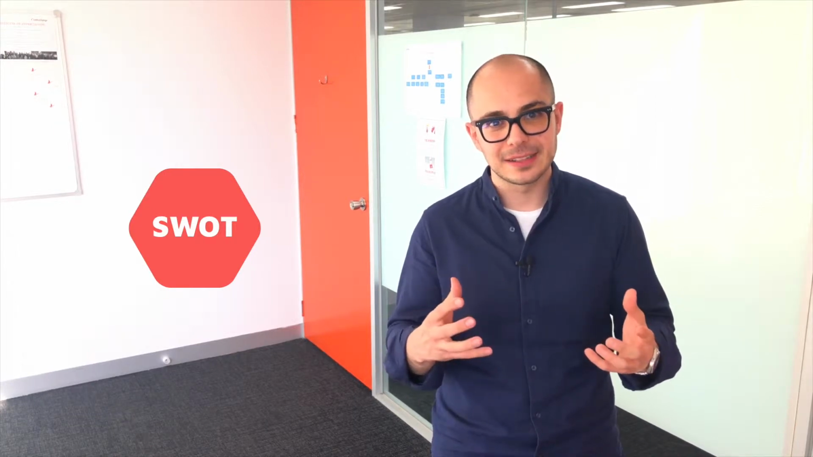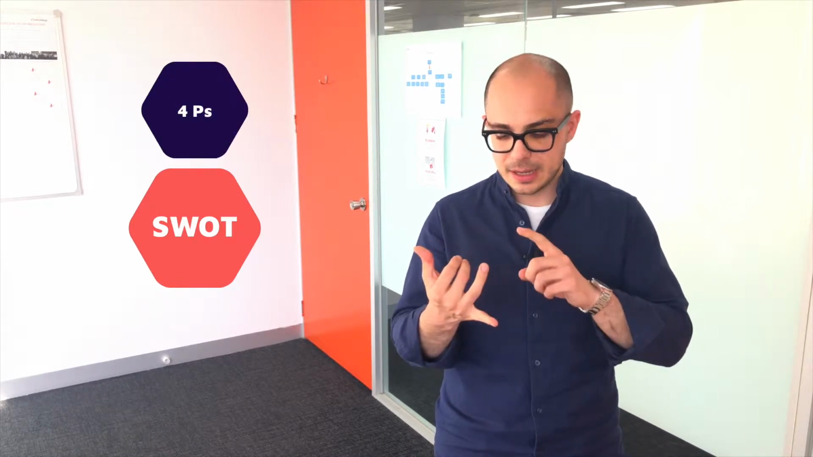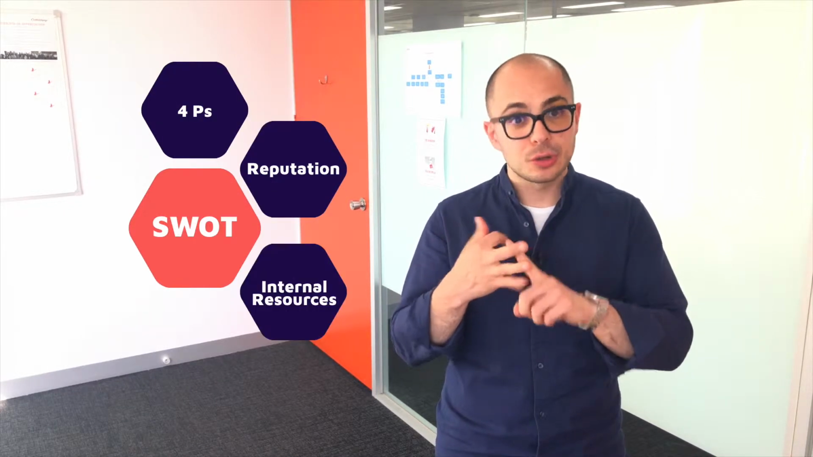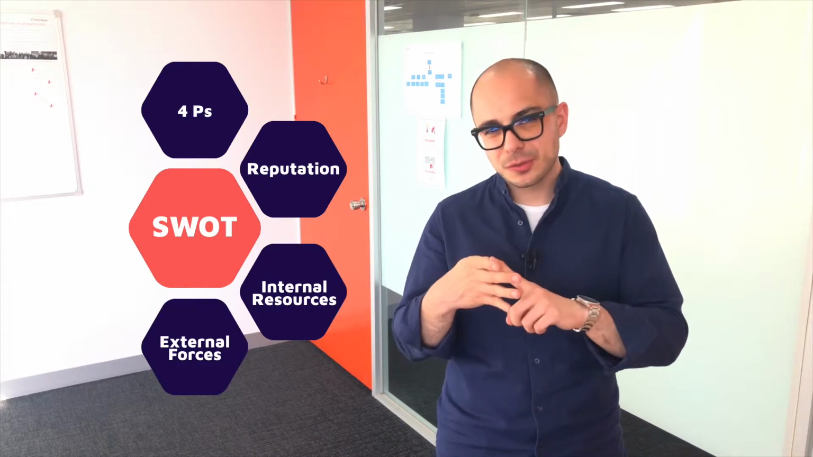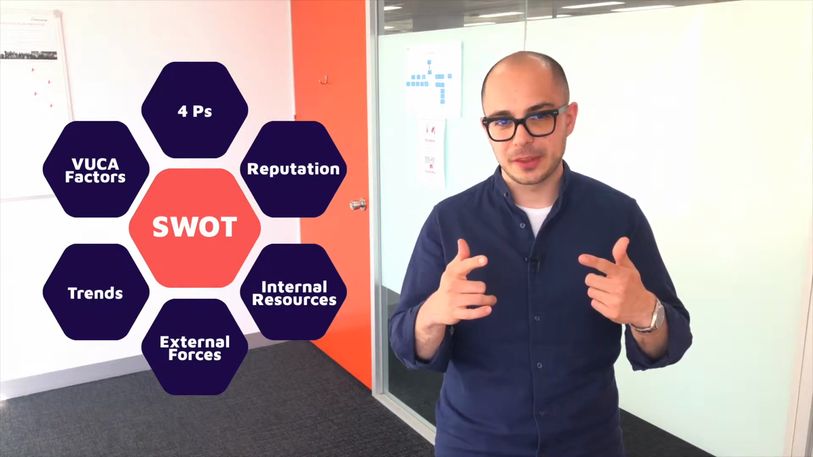So when it comes to Predictable Prospecting and the first chapter, the SWOT analysis, they talk about SWOT analysis having 6 pillars. We're going to go into detail in every single one of them, but just to name them, from the start it is the 4Ps, reputation, internal resources, external forces, trends, and the last one is VUCA. Now, let's go through every single one of them individually.